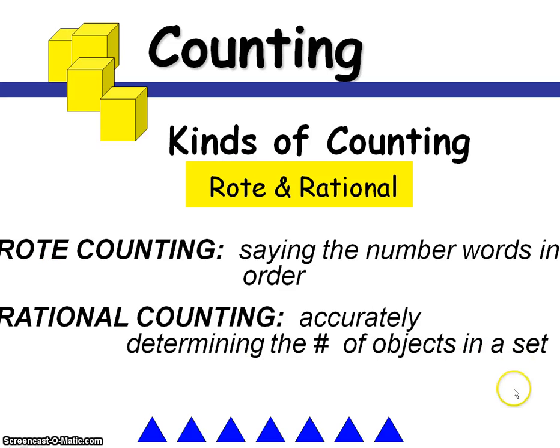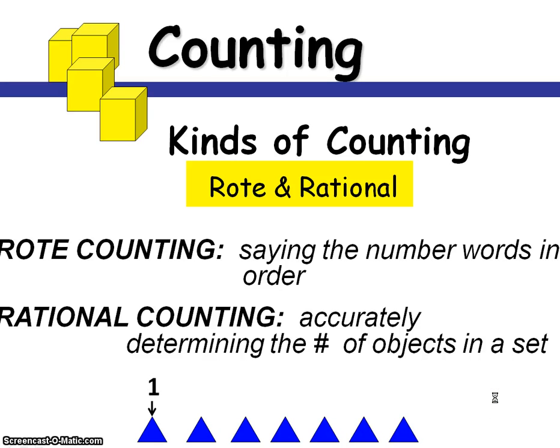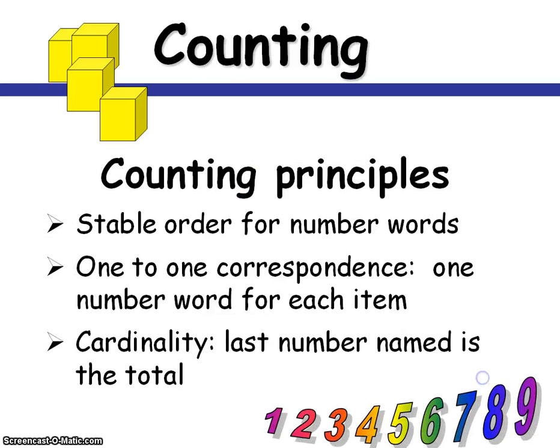If a child were to count the number of triangles here, he might say 1, 2, 3, 4, 5, 6, 7, 8, 9, there's 9. The child could rote count to 9, but couldn't rational count because there are some key principles involved in counting that most of us who have been counting for a very long time take for granted. Counting principles: a stable order for the number words.